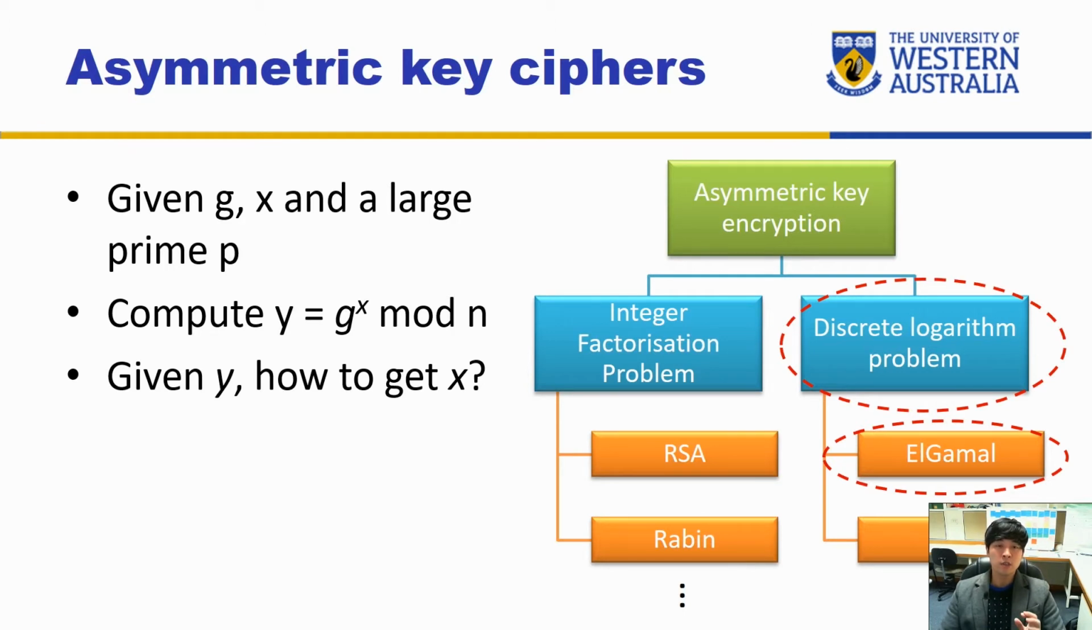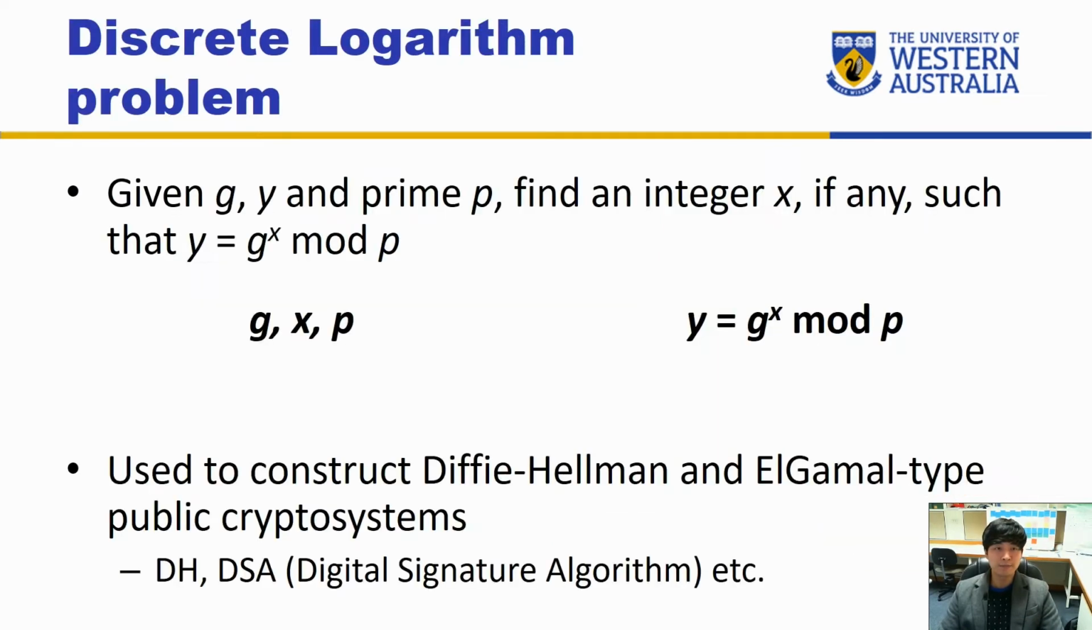This is similar to the RSA problem where you need to calculate the inverse, but here you need to calculate the power by trying each one. It can be summarized like this: given g, y, and a prime p, find an integer x, if any, such that y equals g to the power of x mod p.